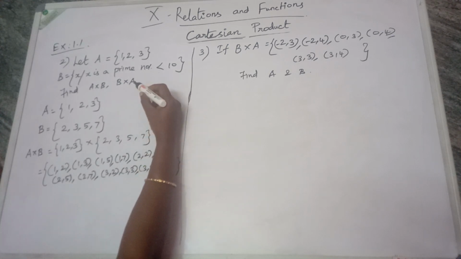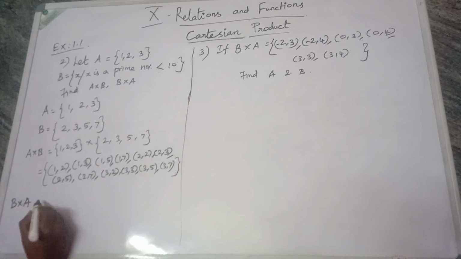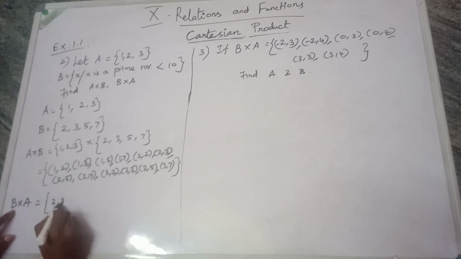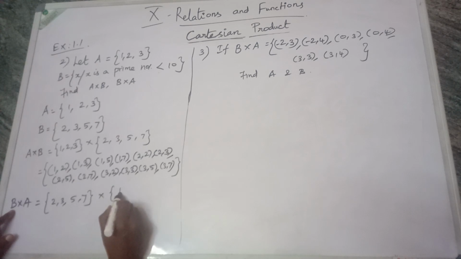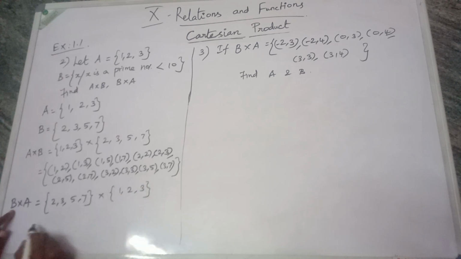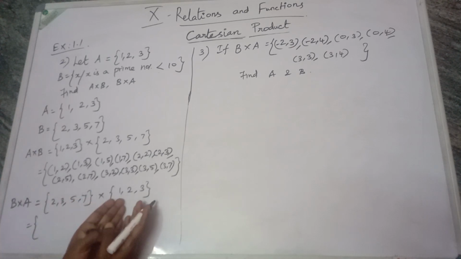Then next they ask you to find B cross A. So you have to write B cross A. For that you write B as the first set. So B is 2, 3, 5, 7, cross the second set A, which is 1, 2, 3. Now you have to write the Cartesian product. You take the first element of the first set and make the ordered pair with the elements of the second set.